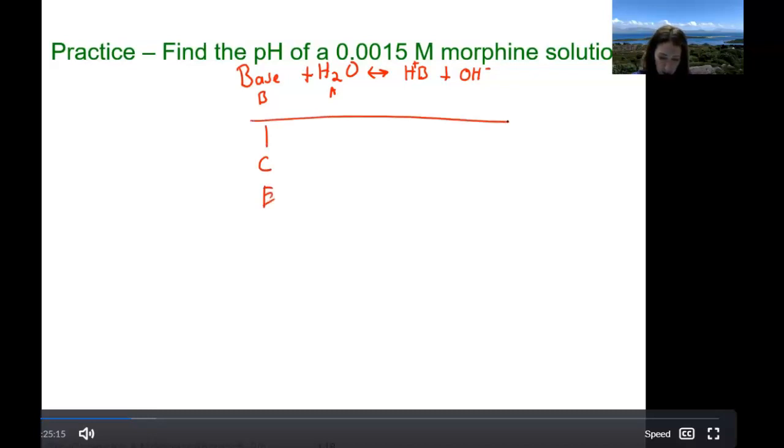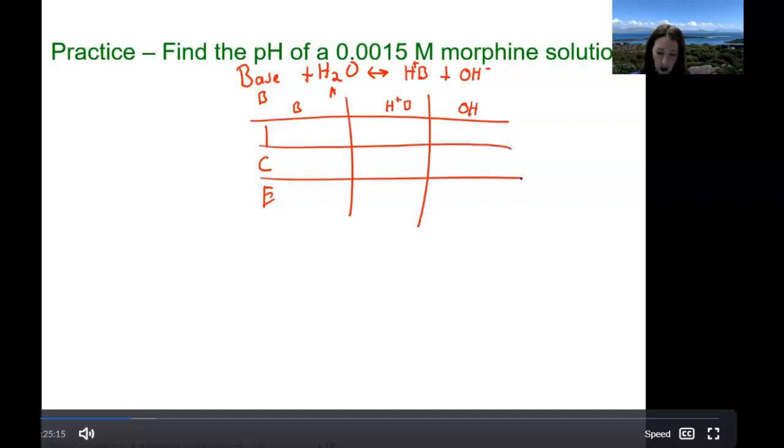you're going to have your base here, your H plus B. I'll write this neater in a second, and your OH, right? And so we have 0.0015 of our base. We don't have any of this. It can only go one way because we only have reactants. So this has to go down. The other one has to go up.